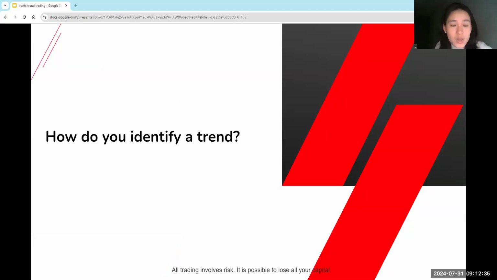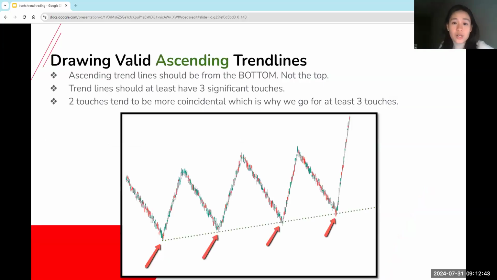Okay, so how do you identify a trend? There are two ways to do this: by drawing a trend line or a trend channel. Some ways to identify valid trend lines is by looking at ascending trend lines and the number of touches. An ascending trend line should be drawn from the bottom, not the top. A trend line should have at least 3 touches, and 2 touches tends to be more coincidental. That's why we go for 3.